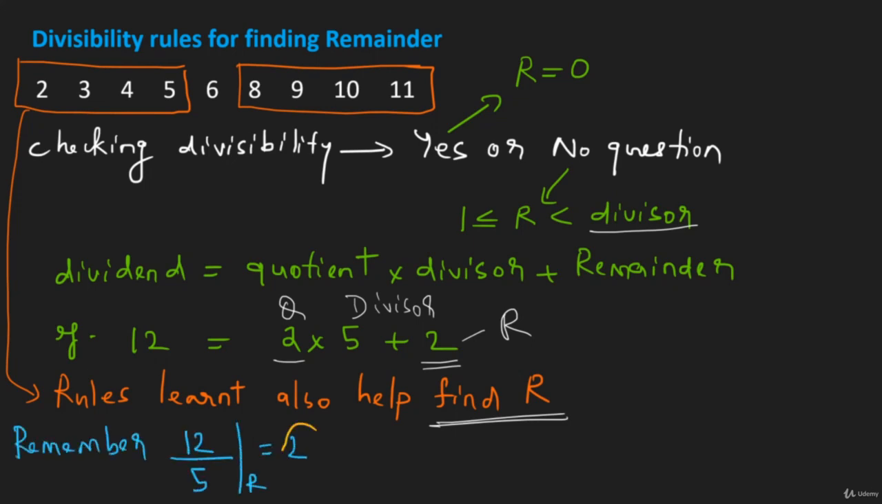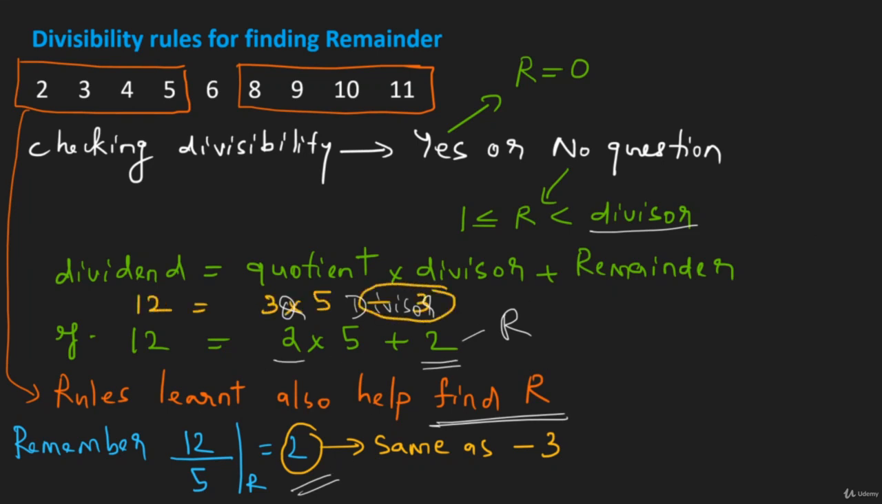If I do 12 divided by 5, my remainder is 2, which is the same as minus 3. Why is that? You can write 12 either as 2 into 5 plus 2. So that's the expression which shows a remainder of 2. Or you can write 12 as 3 into 5 minus 3, right? So in this expression, you can see that over here you have a remainder of minus 3.